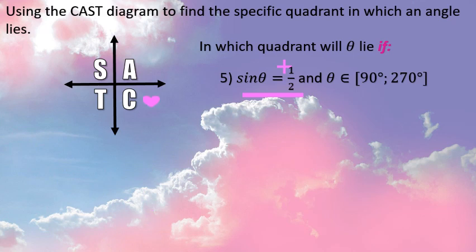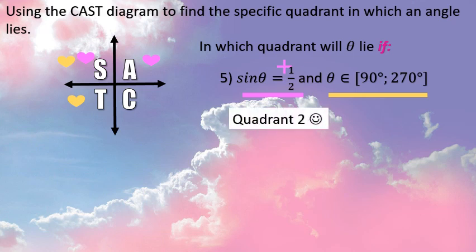Let's go mark the quadrants in which sine theta is positive, quadrant 1 and 2. Now let's look at the second piece of information, the interval. So theta is an element of 90 to 270. Hopefully by now you've got the hang of marking off your intervals. Bigger than 90 but smaller than 270 is quadrant 2 and 3. And where do our two hearts line up together? The pink and the orange come together in quadrant 2.